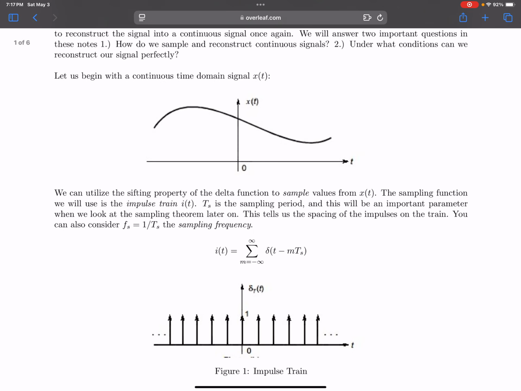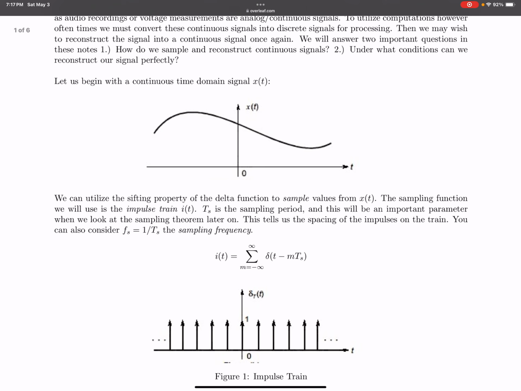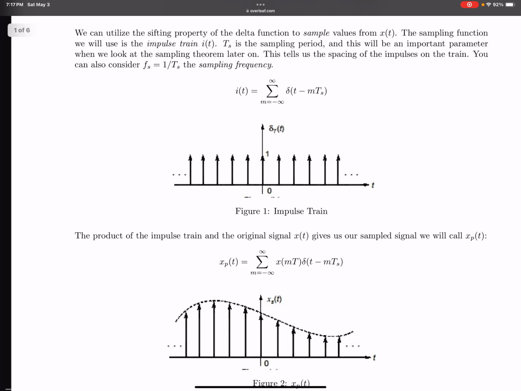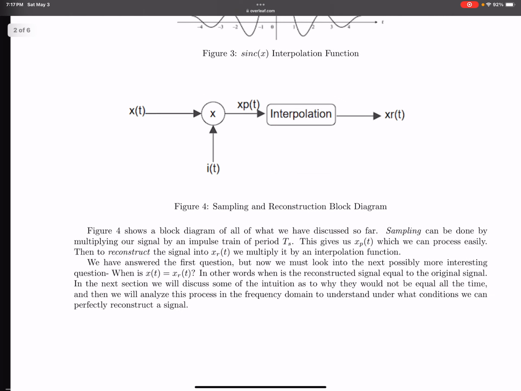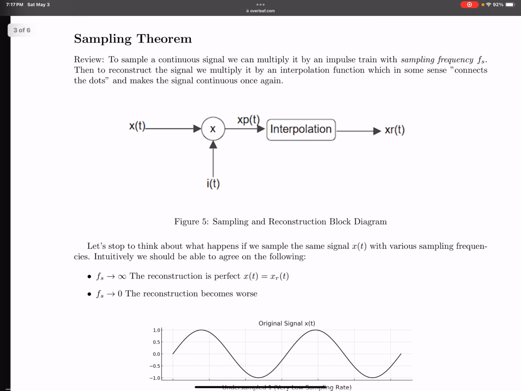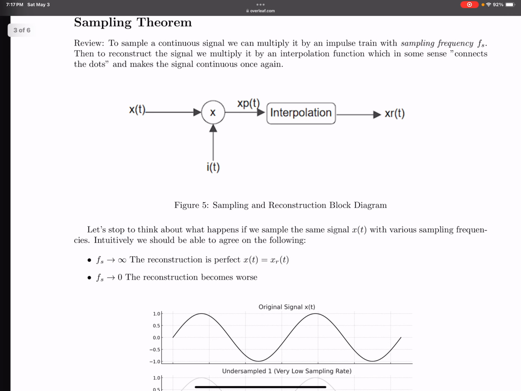I'm going to go back to some of the previous notes here, but we can see that if we have some smooth curve like this shown in this figure, then we multiply it by this impulse train, we get something like this. And you can imagine the resolution as the sampling frequency becomes very large, or in other words, the spacing between these samples becomes smaller and smaller, the resolution is going to just get better, right? So as we increase this f_s, this sampling frequency, it should approach a perfect reconstruction.